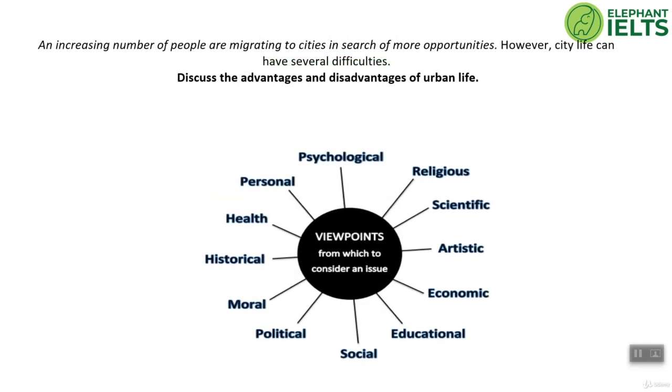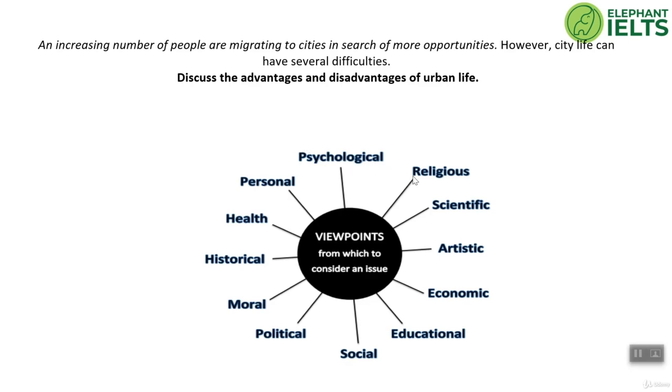So let's take the essay from the previous slide and see how we can use the discussion clock for this essay. An increasing number of people are migrating to cities in search of more opportunities. However, city life can have several difficulties. Discuss the advantages and disadvantages of city life or of urban life. So it asks us to discuss the advantages and disadvantages of city life. So let's look at the discussion clock for ideas for this essay.